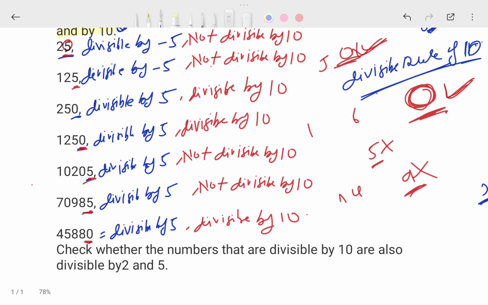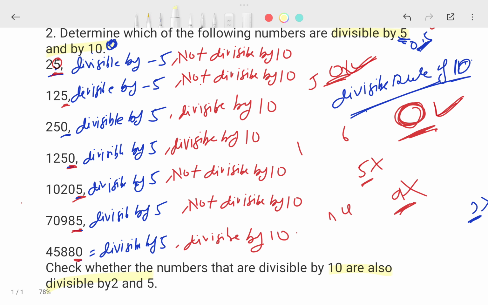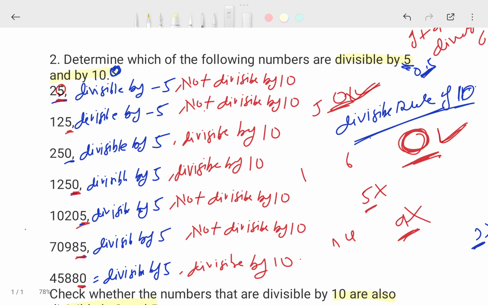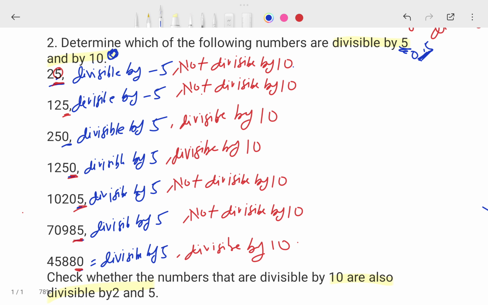So now what is this question telling? Check which numbers are divisible by 10 also, by 2 also and by 5 also. Okay, so here we are looking at these numbers. Check it out. Here, this is divisible by 5 but not divisible by 10, so this is not possible, because you have to find a number which is divisible by 10, 2 and 5.